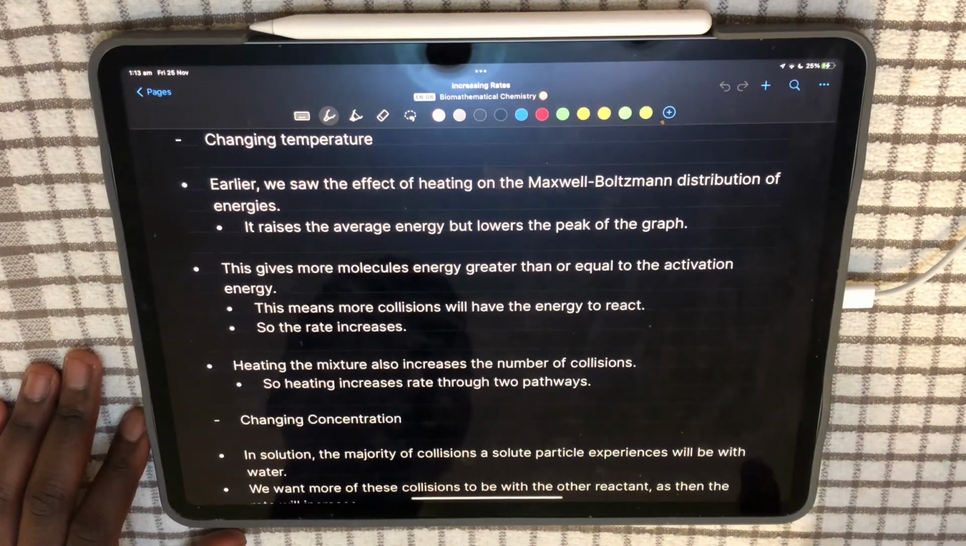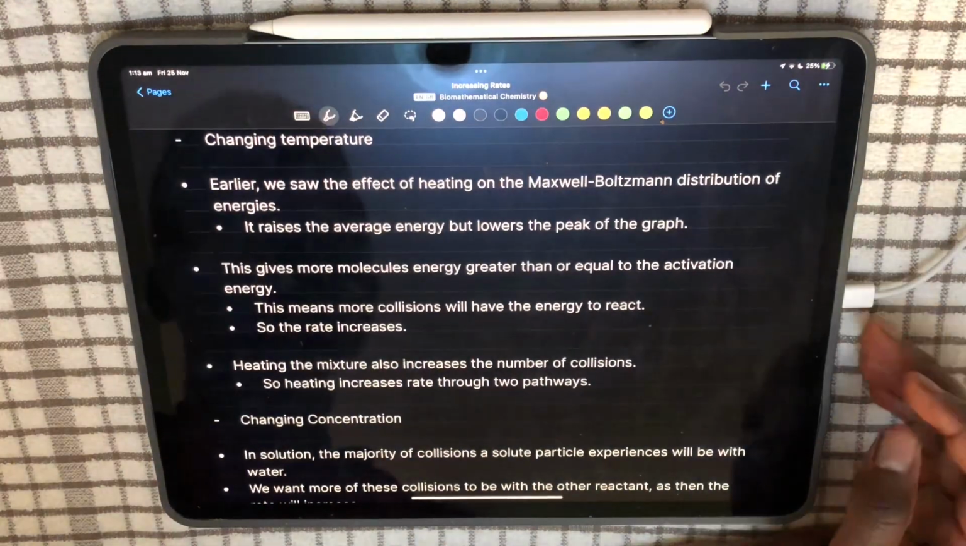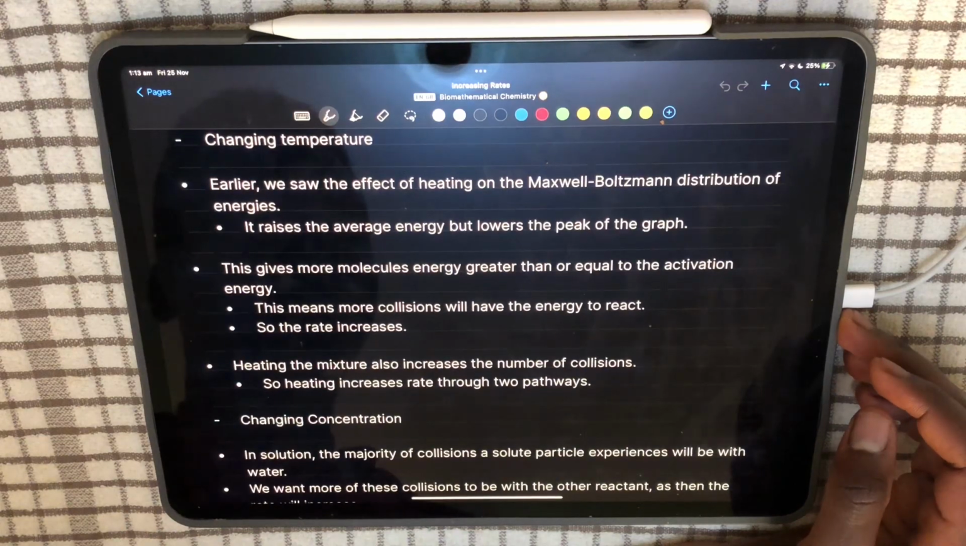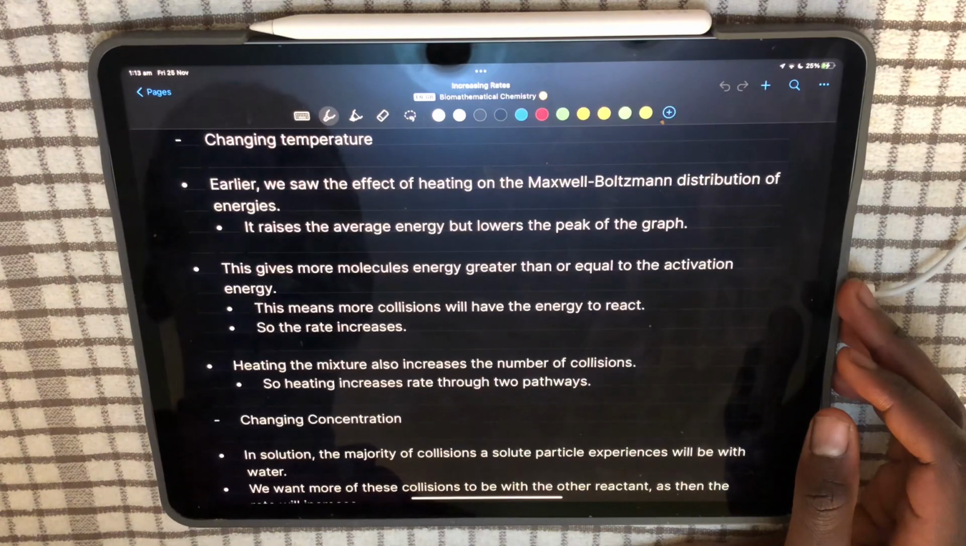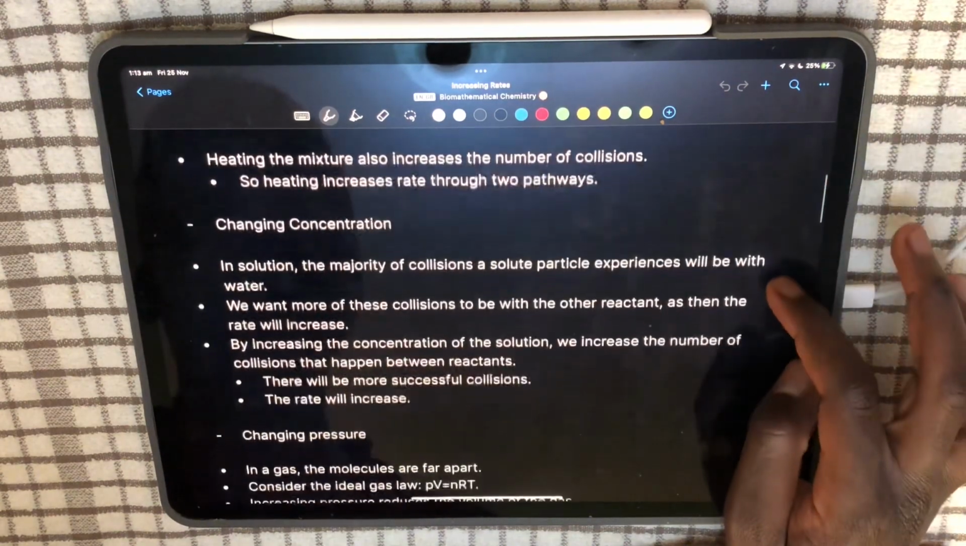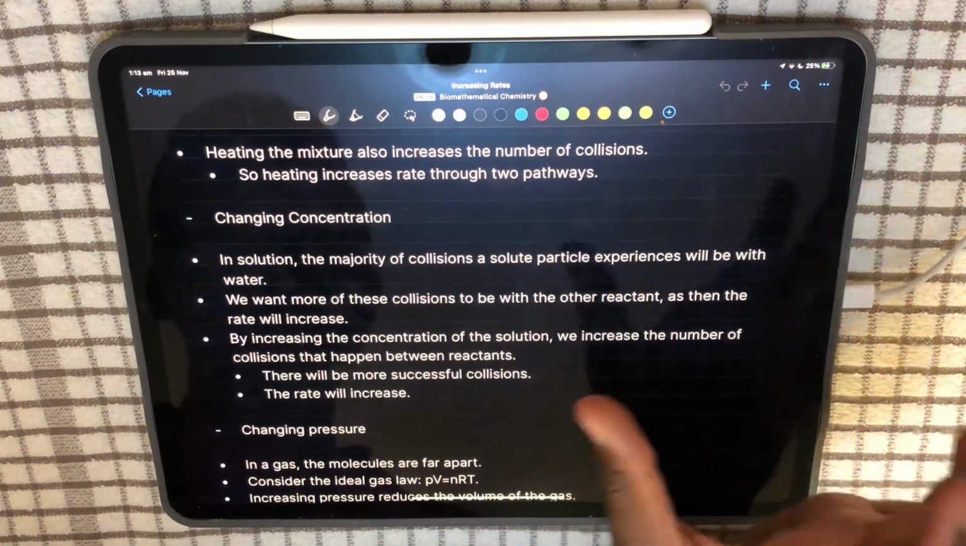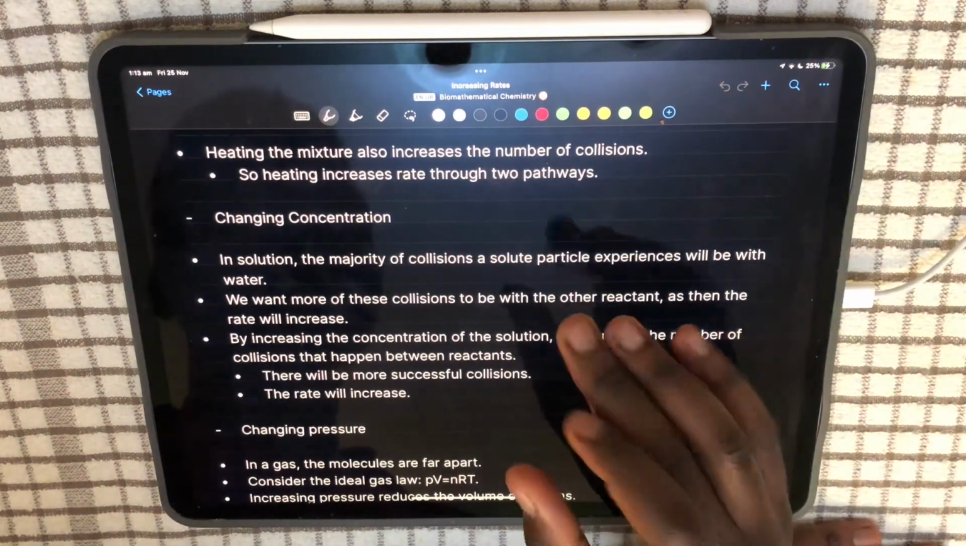The most likely energy of the particle has increased now because the temperature has also increased. So there are more particles that have a higher kinetic energy. This gives more molecules energy greater than or equal to the activation energy, as I said before, and this means that more collisions will have the energy to react, so the rate increases. If this still isn't clear to you, just watch my previous video.